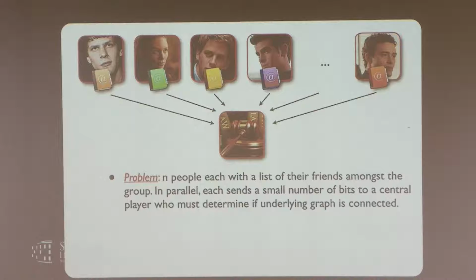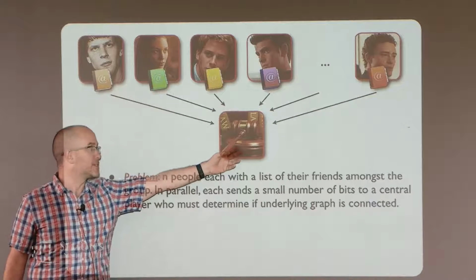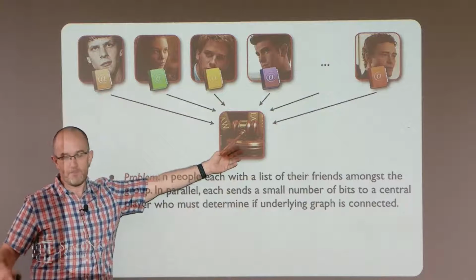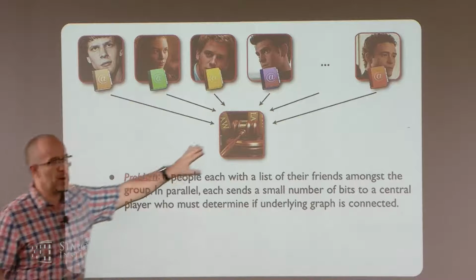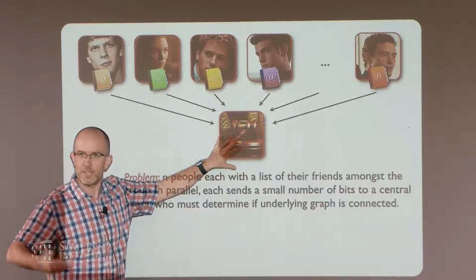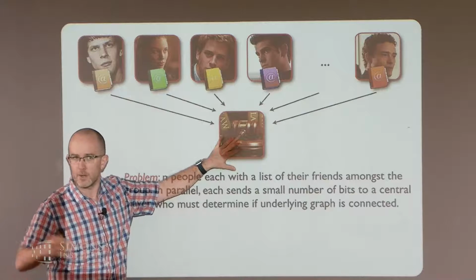And the communication game we're going to play is that everyone has that data, that local information, to themselves. And they simultaneously need to send a message to some authority figure, or some central player, such that the central player can work out whether the underlying social network is connected. Obviously, they could all send order n bits, and the central player would end up receiving all those messages and be able to reconstruct the entire graph. We don't want to reconstruct the entire graph. We just want to know the Boolean question: is the graph connected?